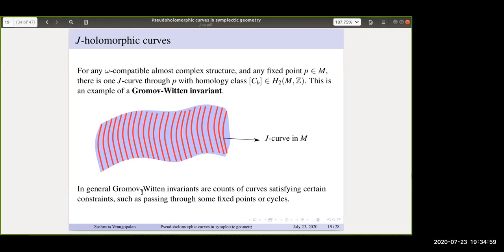Because any two almost complex structures can be connected by a path, the Gromov-Witten invariant is supposed to be independent of the choice of J. Whenever the theory is properly defined, you'll be able to show that the invariant is independent of the choice of J, and that's proved using the fact that any two J's can be connected by paths of compatible almost complex structures.